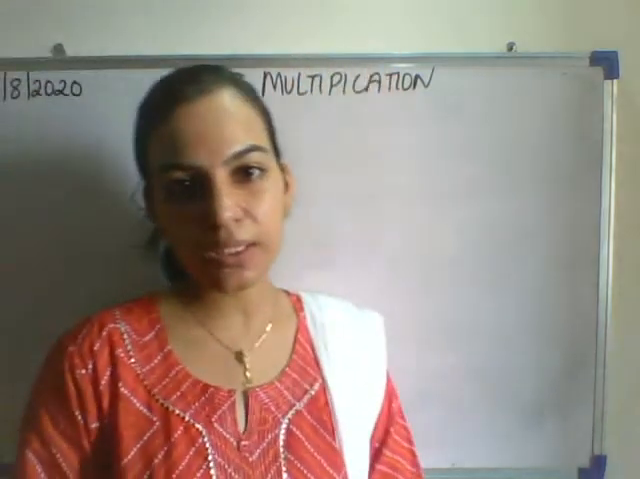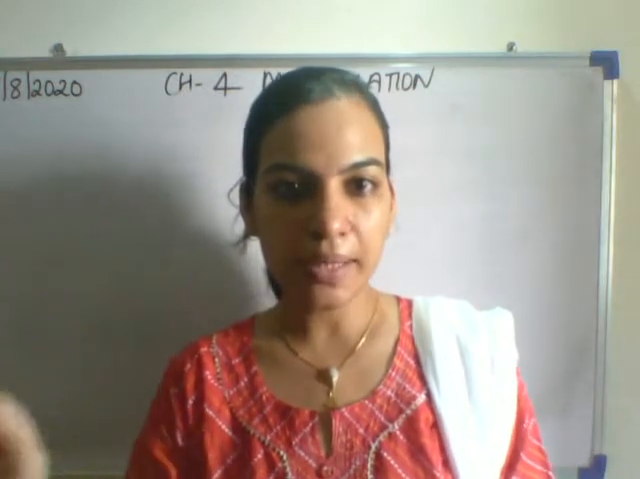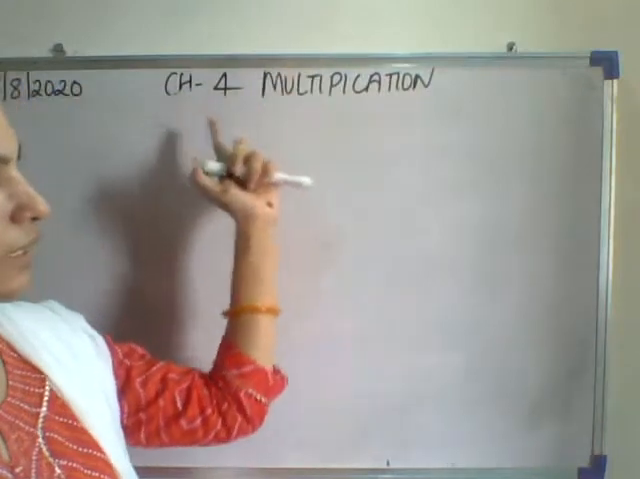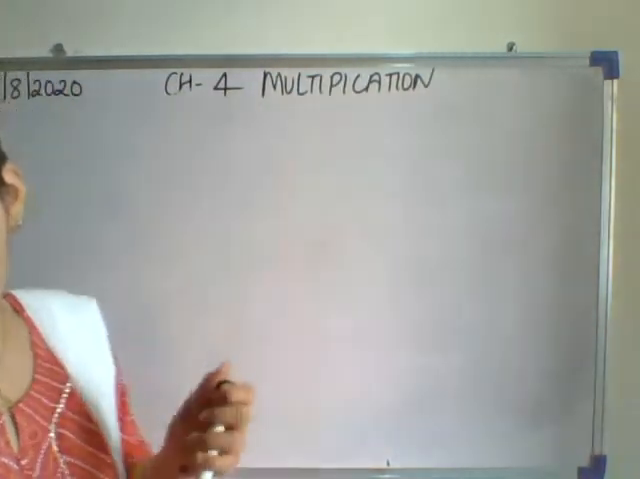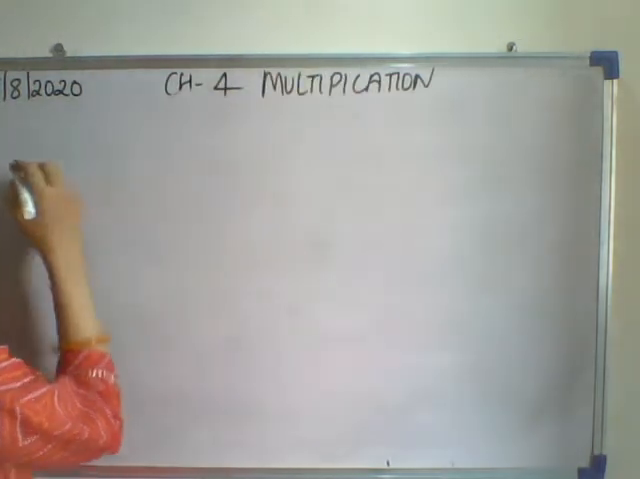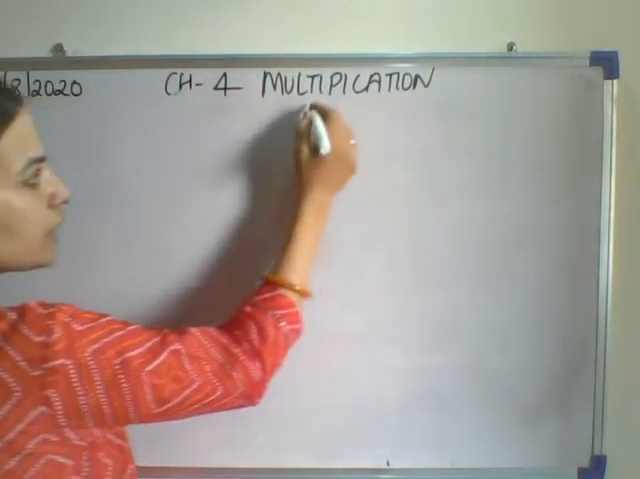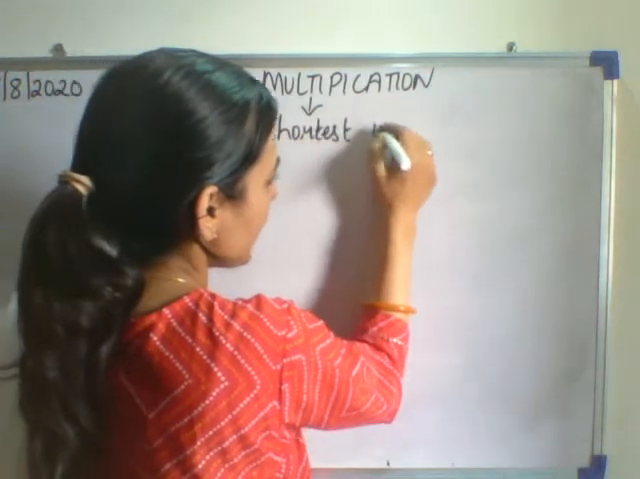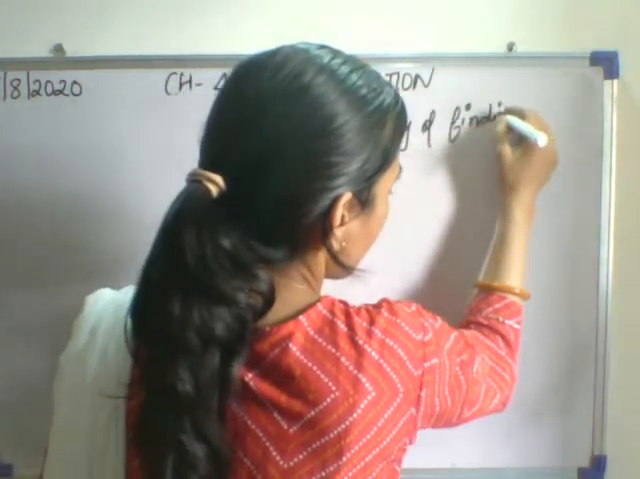Multiplication, you all are doing the multiplication. Yes, you have done it, like 2 multiplied by 3 equal to 6. This is the multiplication. So what is basically the multiplication? How will you define multiplication? Multiplication is repeated addition, the short way of finding the sum. You can say that multiplication is the shortest way of finding sum.